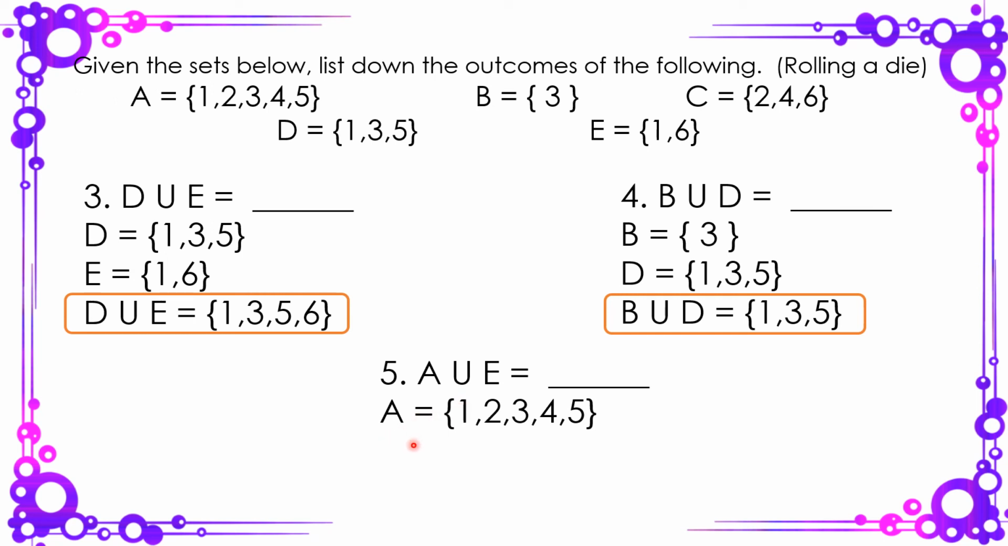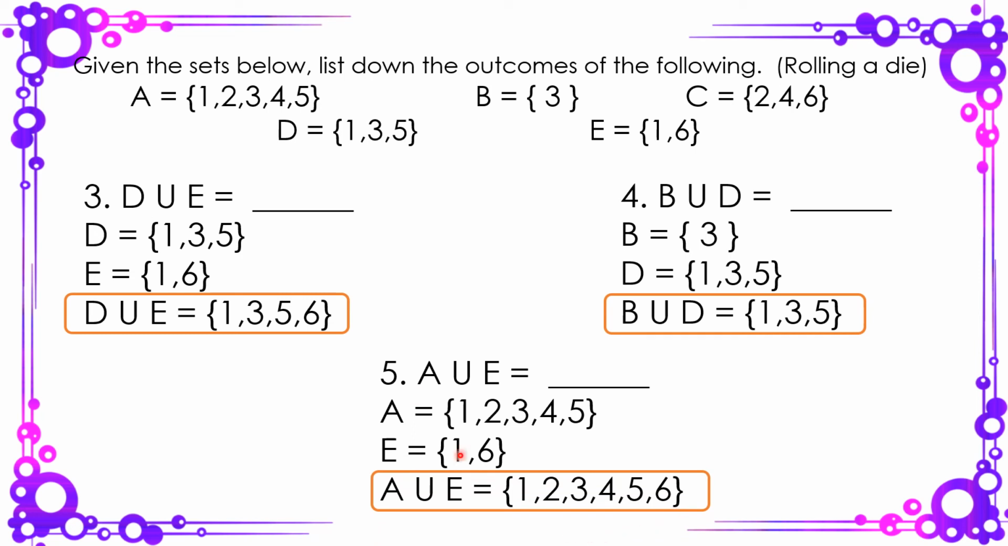So for letter A, the given is 1, 2, 3, 4, 5. And for letter E, this is 1 and 6. And the answer, A union E is equal to 1. You see here 1 appears twice, but you have to write it once. And then 2, 3, 4, 5, and then 6. So this is our final answer. You got it right? Very good.